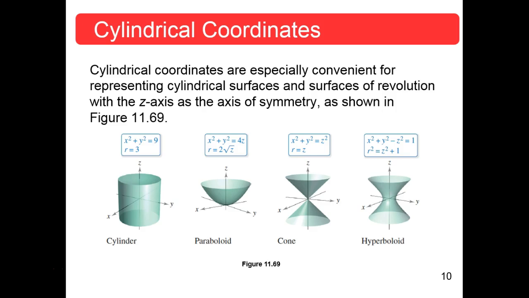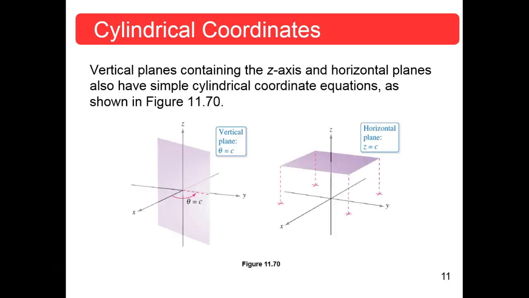This is your hyperboloid of one sheet. And again, this is your r squared. So r squared minus z squared is equal to 1. So r squared is equal to z squared plus 1. Because the z's are the same. You don't worry about them at all. So some of these are very easily represented because if the z-axis is your axis of symmetry, it just works out perfectly to use cylindrical coordinates.